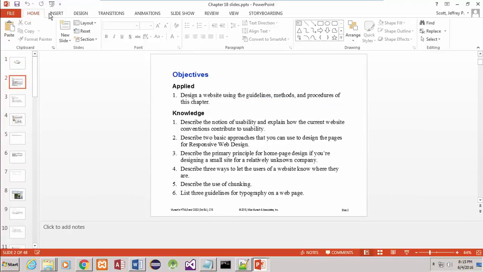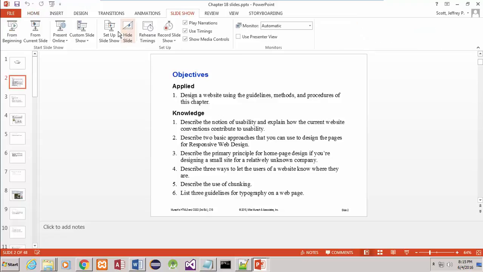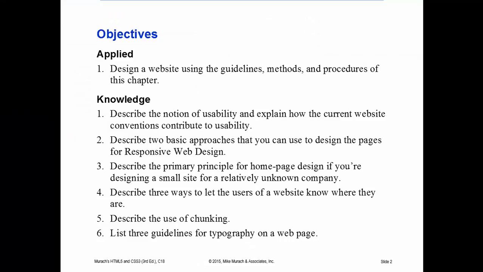So here's what we're looking at. We want to be able to design a website using guidelines, methods, and procedures that are shown in this chapter. Describe the notion of usability, which we did talk about at the beginning of the course, and explain how the current website conventions contribute to usability. Describe two basic approaches to use to design pages for responsive web design. You may remember we had a whole chapter earlier on responsive web design.